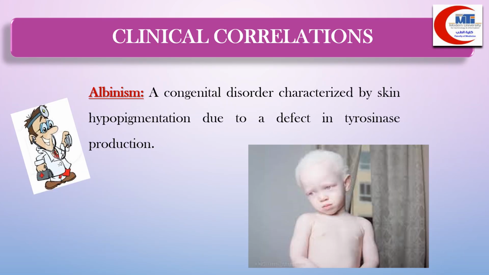We can face many clinical conditions related to the skin and its pigmentation, like albinism and vitiligo. Albinism is a congenital disorder which is characterized by skin hypopigmentation. This hypopigmentation is due to defects in tyrosinase production. The cells can't produce the tyrosinase enzyme, so the melanin granules can't be produced.